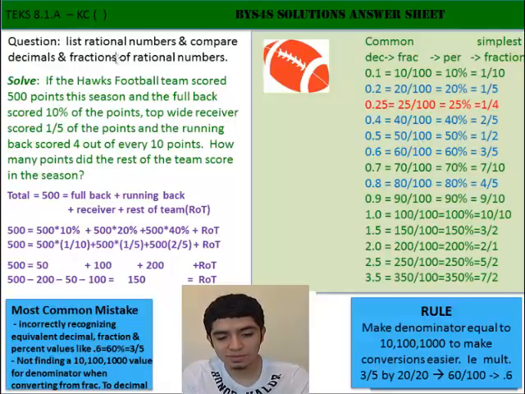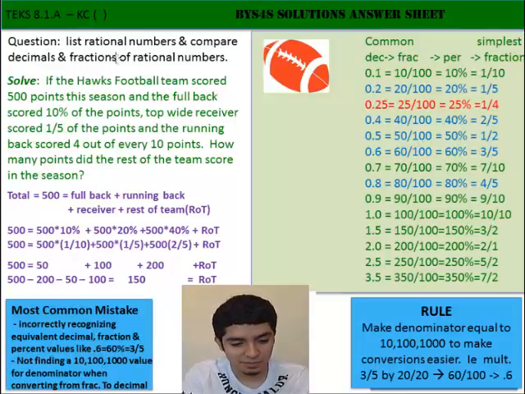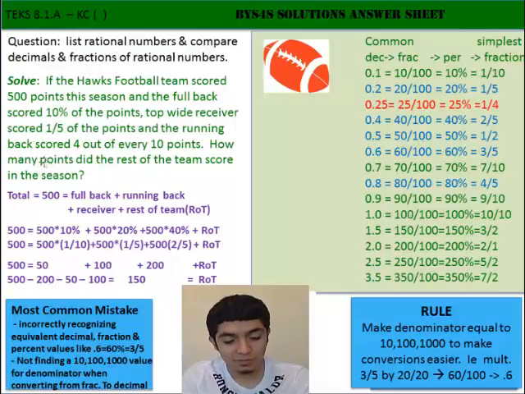scored 10% of those points, the top wide receiver scored 1/5 of those points, and the running back scored four out of every 10 points. How many points did the rest of the team score?